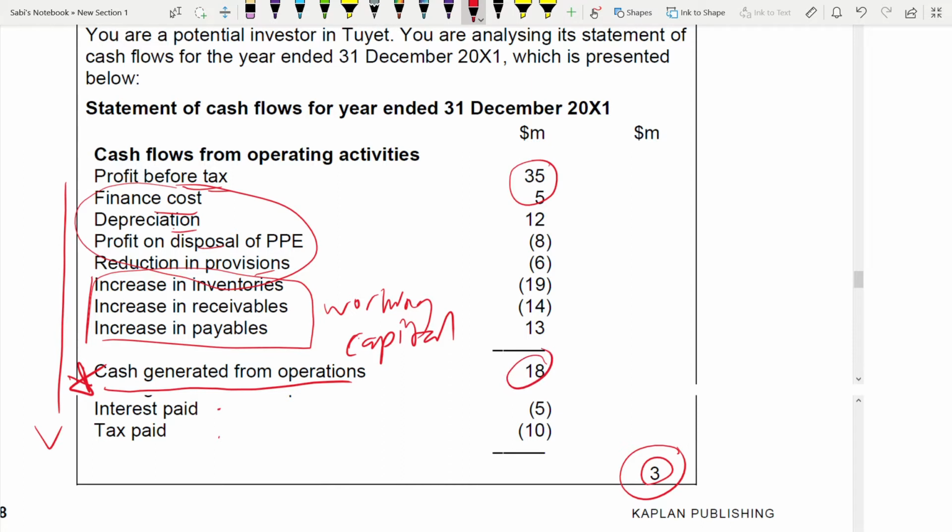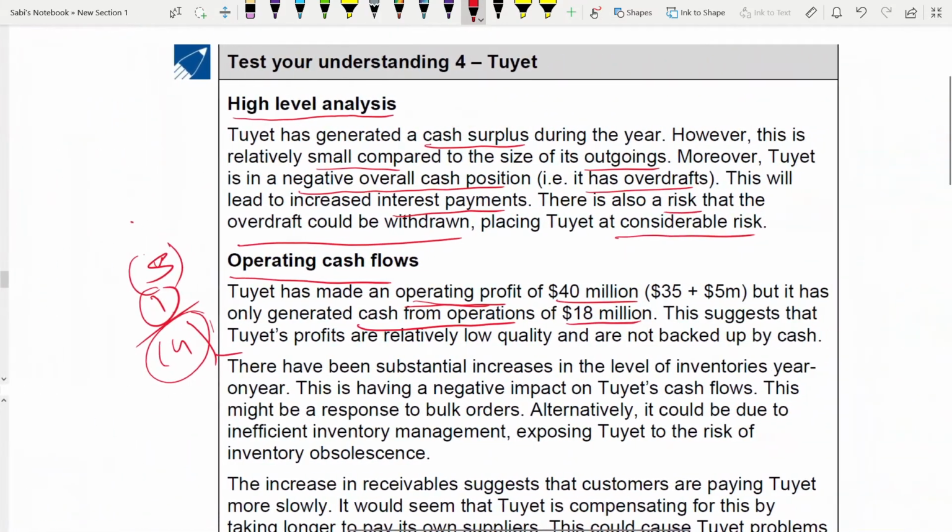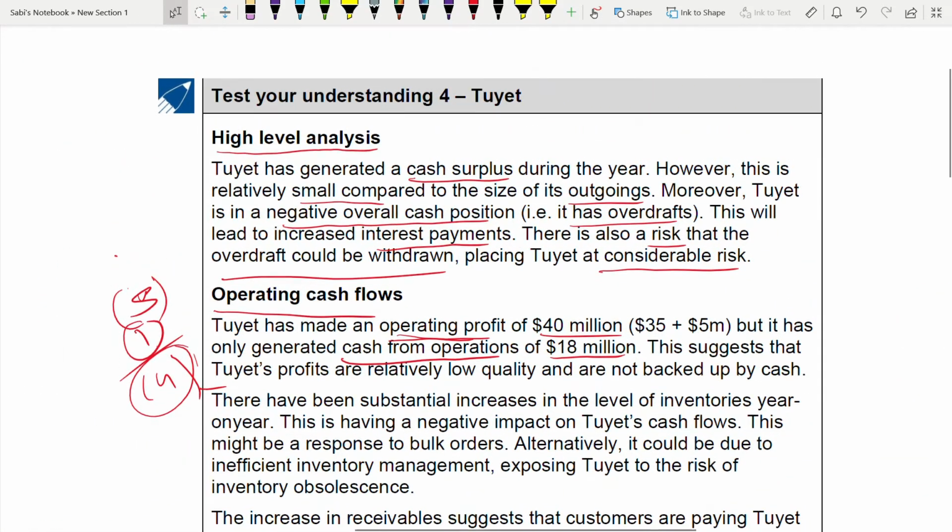Most of the time, even in your question one in group accounting, they ask you to make an extract showing cash generated from operation. That's why this is very important, because examiners are more concerned about your adjustments from profit before tax rather than getting this figure. So 18 million, that means out of profit 40, only 18 is cash.